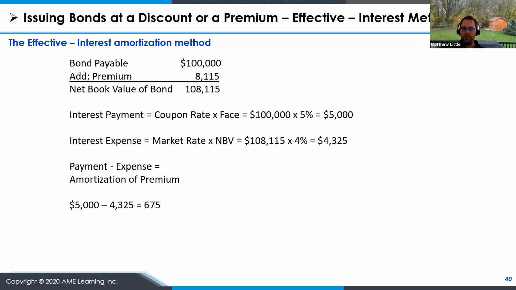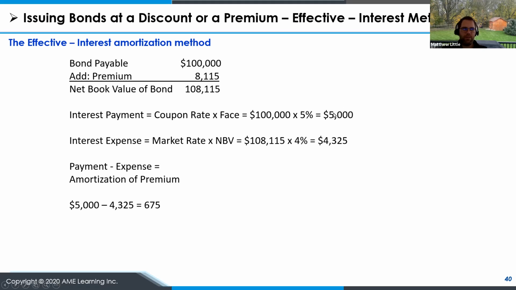Okay. Now, under the effective interest rate method, there are different calculations we need to do when we record the transactions for the interest payment. So when we look at the bond, we have a coupon rate and a market rate, and we have a face value of the bond, and we have a net book value of the bond. The actual interest payment that we make is always based on the coupon rate, which is 10% per year or 5% for every 6 months, times the face value of the bond. So the technical interest payment would be $5,000.